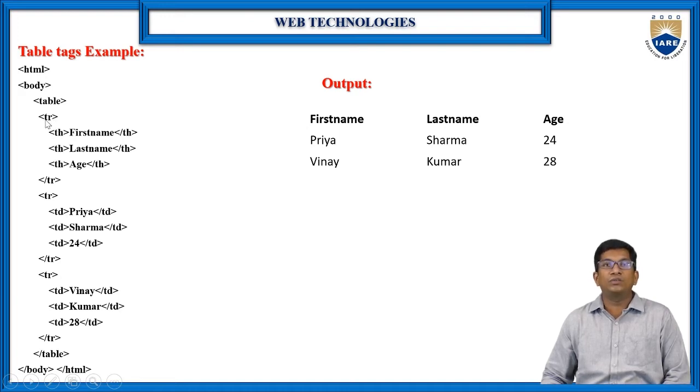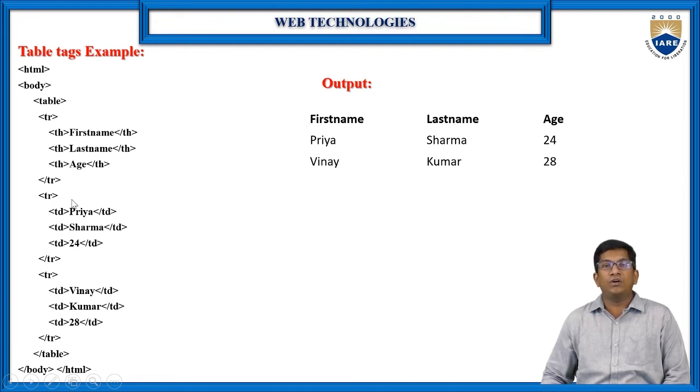See here, the first row: start with tr and end with tr. In between that, we are writing table headings, that is th. The first is first name, another attribute is last name, and the third attribute is age. So the first column displays the first name, the second column last name, the third column age. The first row is divided into three columns: first name, last name, and age. So that is the first row.